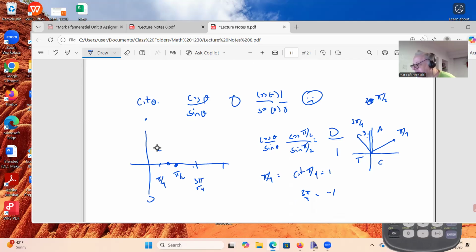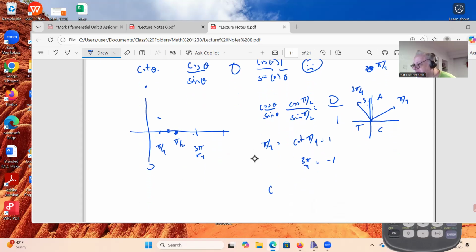And when I finally get around to getting to pi, we have cosine of pi divided by sine of pi. Well, cosine of pi is -1. Sine of pi is 0. Uh-oh, can't do that. That's undefined. So just like tangent, there are asymptotes at 0 and pi. And cotangent, here's my 0, cotangent is the reciprocal value of tangent. So for cotangent, we end up with a graph like this.